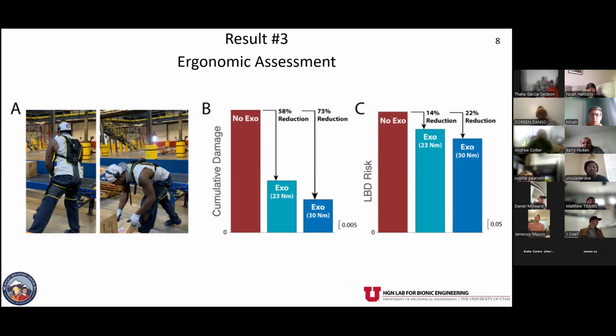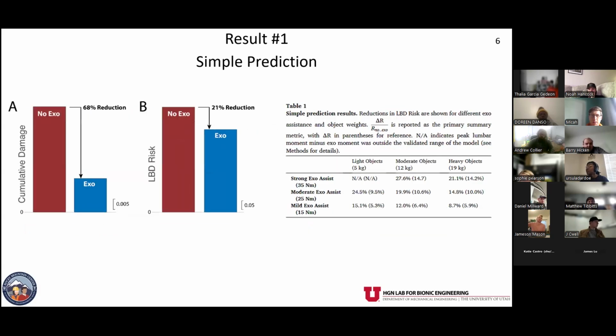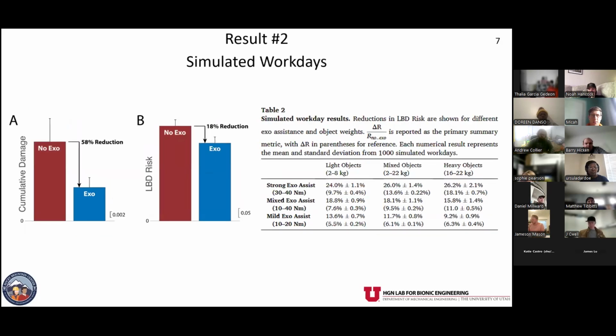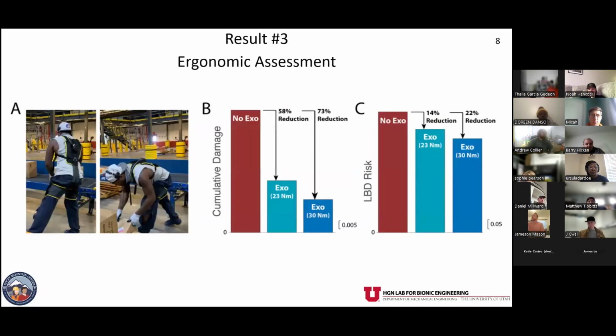They tried 2 different band types, 23 and 30 Newton meters worth of lumbar support moment when bending over to pick up the box. And their low back risk also decreased. From the simple result on the first one, it's 68%, 21%, 58%, 18%. And they're getting the same values of reduction by doing it on this person that was at work.